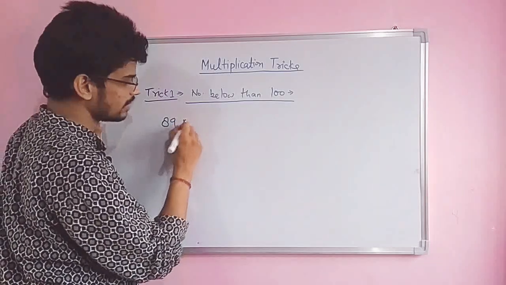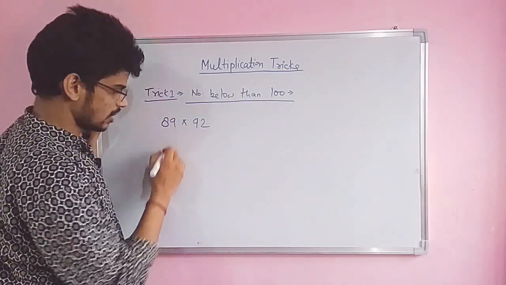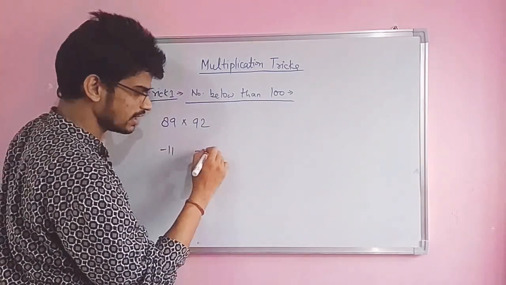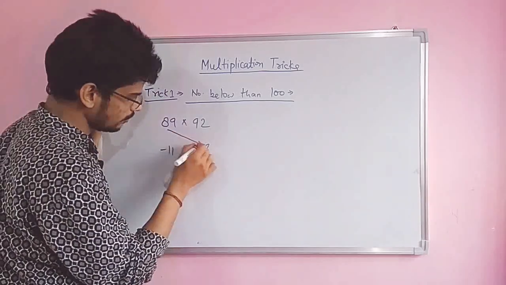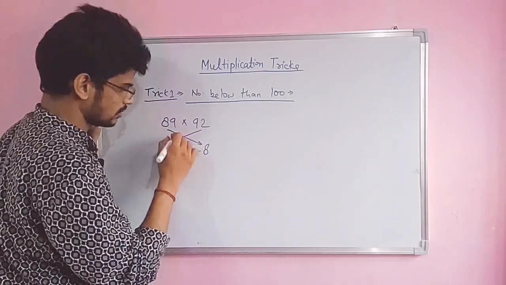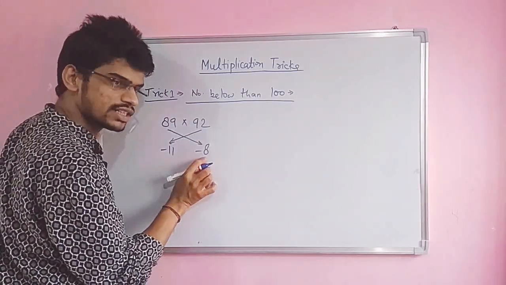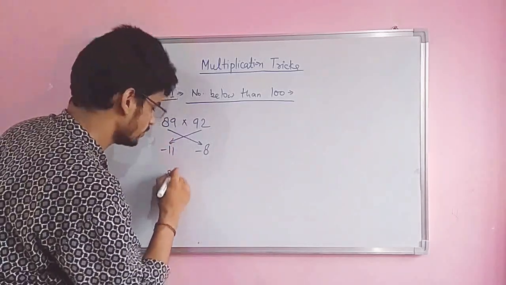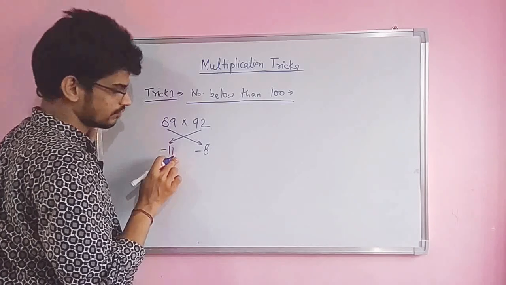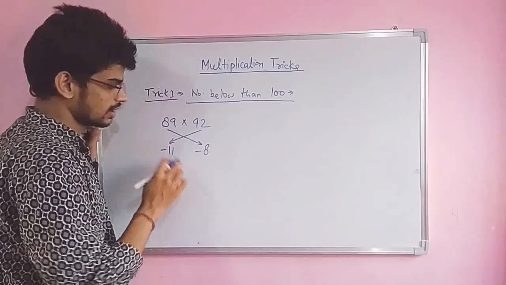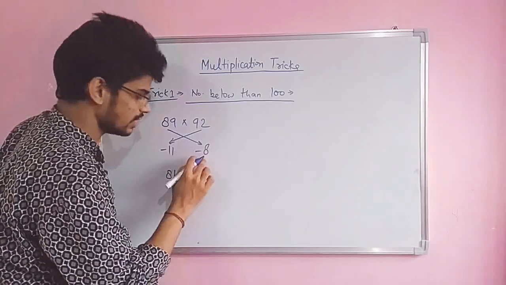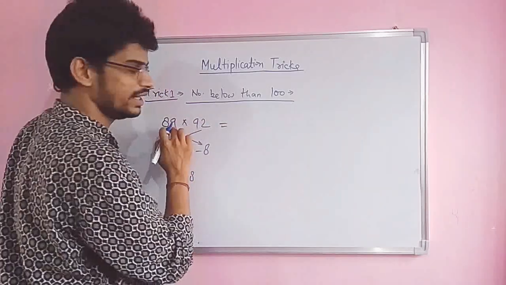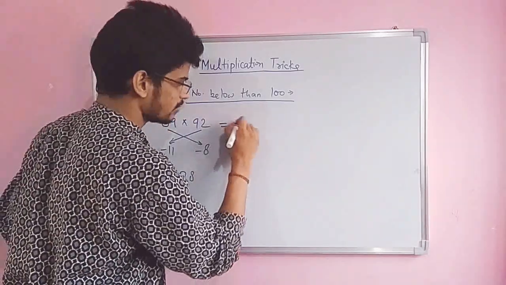Now next, if we want to calculate the multiplication of 89 multiplied by 92, how much is each lesser than 100? It is lesser than 100 by 11 and lesser than 100 by 8. Now subtract diagonally: 89 minus 8 is 81, and 92 minus 11 is 81. Now multiply the digits: 11 times 8 is 88. So we get the multiplication of 89 into 92 as 8188.